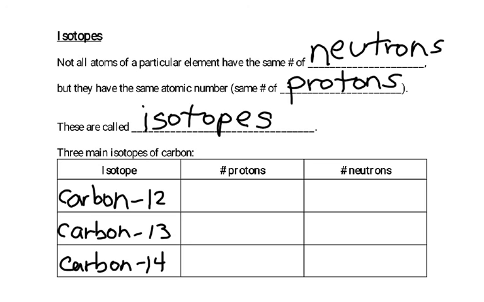Now, carbon, if you look it up on the periodic table, has an atomic number of 6. Well, also from the previous slide. So the number of protons will always be 6 in all of these isotopes. It's the number of neutrons that's going to vary. So we're going to take 12 minus 6 to get 6 neutrons for carbon-12. Carbon-13 has 7 neutrons, and carbon-14 has 8 neutrons.